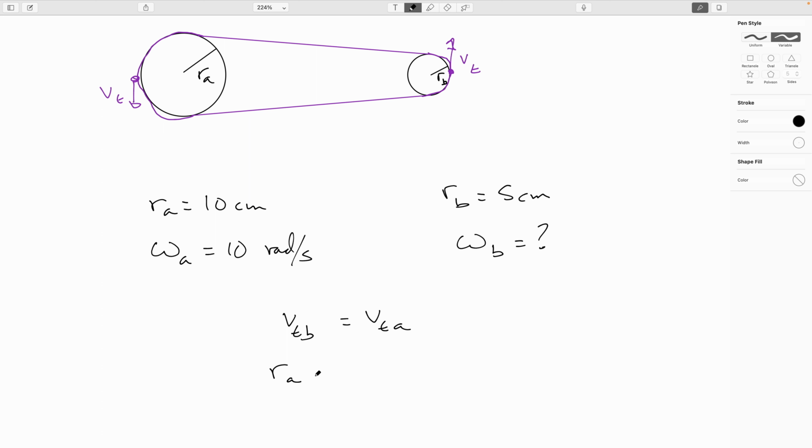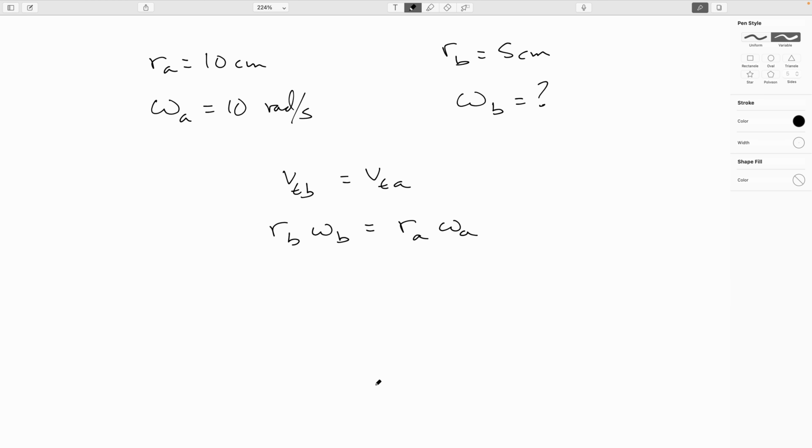So this will be the radius of pulley B times the angular velocity of pulley B, and that would be equal to the radius of pulley A times the angular velocity of pulley A. All right, so then we can get that pulley B is going at RA over RB times the angular velocity of pulley A. So plugging everything in, 10 centimeters over 5 centimeters times 10 radians per second.